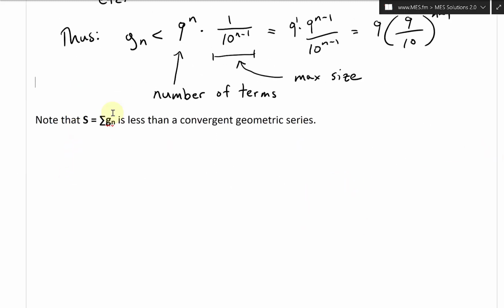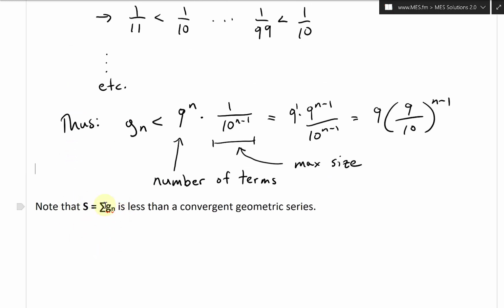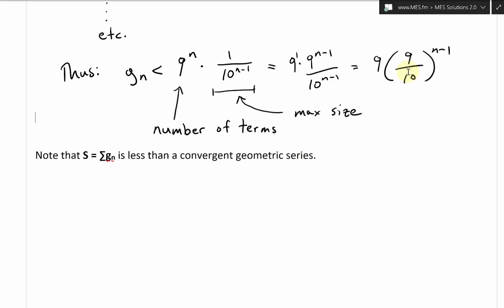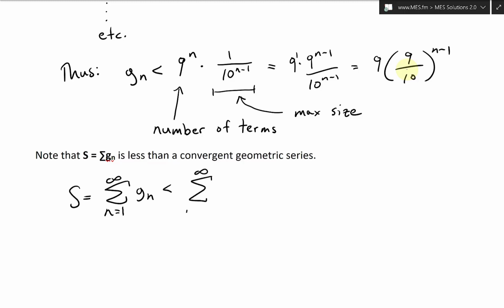And now note that S, the sum, you can write as the summation from n equals 1 up to infinity of Gn, which is less than a convergent geometric series, which is this right here. That's because the absolute value of r is less than 1. So in other words, S is equal to the summation from n equals 1 to infinity of Gn, which is less than the summation from n equals 1 to infinity of 9 times 9 over 10 to the power of n minus 1.